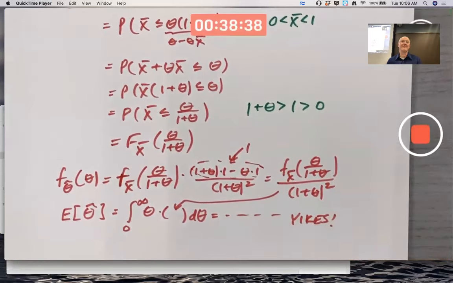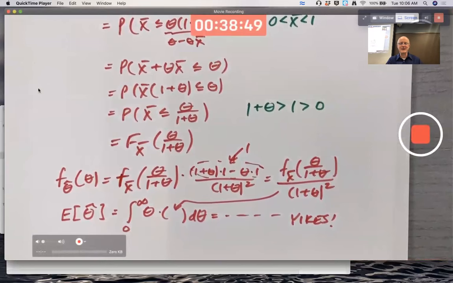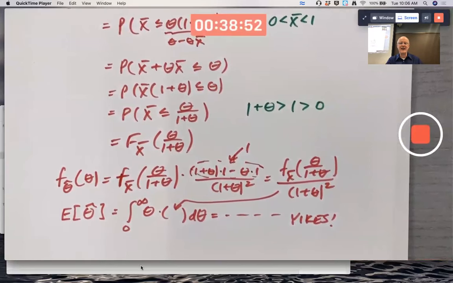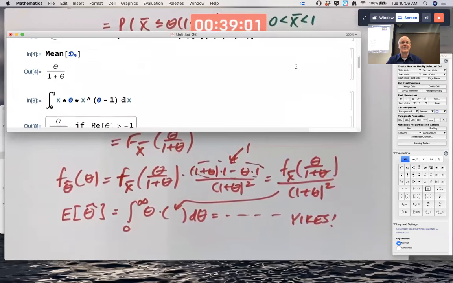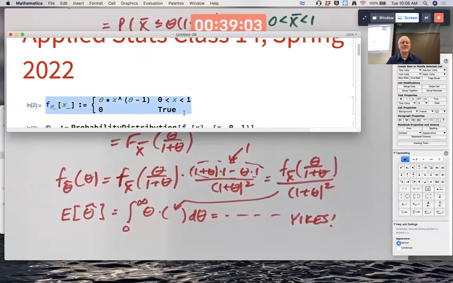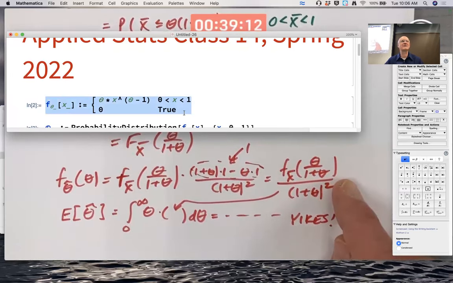But maybe doable, maybe. You can't completely rule it out if you could find the PDF of x bar at least. And that's where Mathematica kind of astonished me. Even when f sub theta was entered in a piecewise way, like it was here, Mathematica was able to give me hope that this PDF could be found. Now, of course, by the central limit theorem, if n is large, x bar is approximately normal.